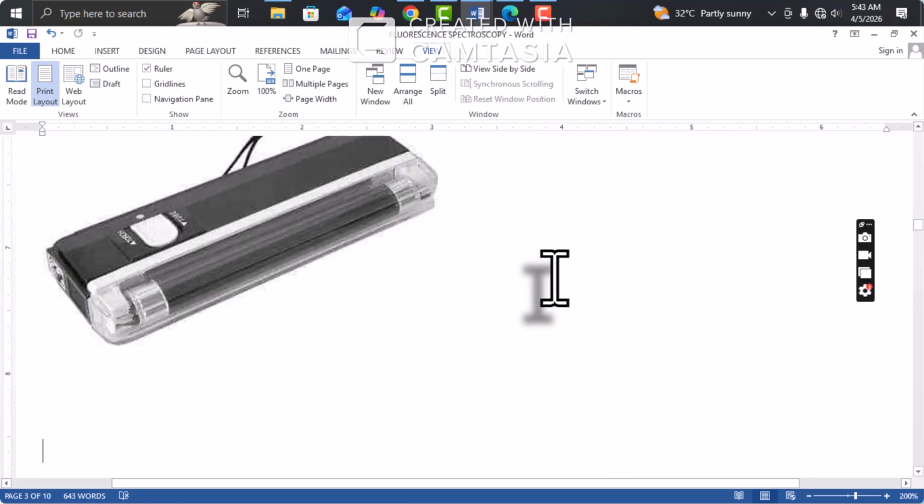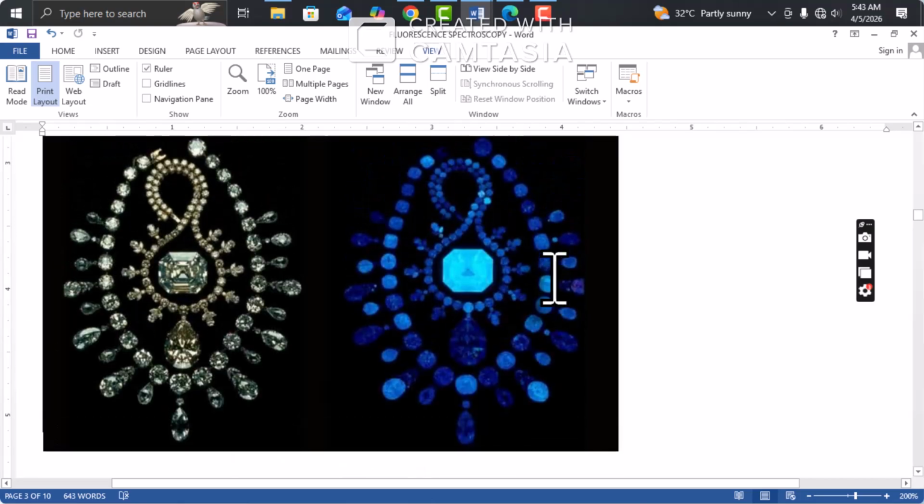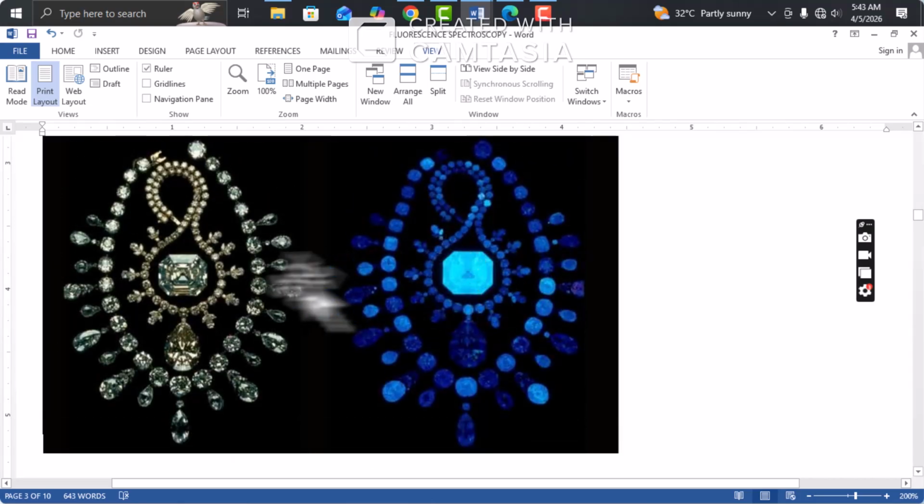And another important application, where you see fluorescence, is in diamonds. A lot of diamond retailers, those that sell diamonds, you notice that they have the UV torch. When you want to resell your diamond, you approach them. They usually take the diamond to a dark place and subject it to UV radiation.